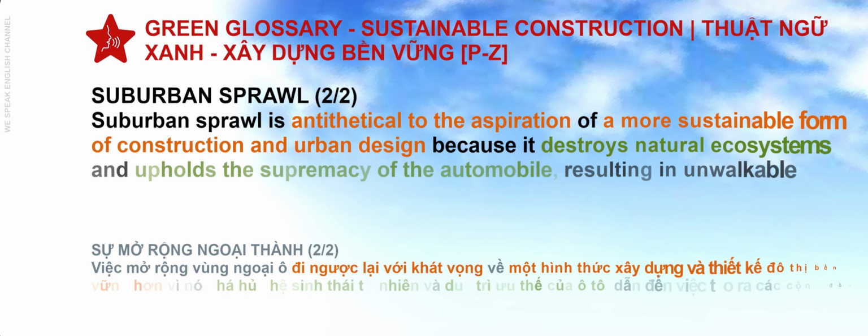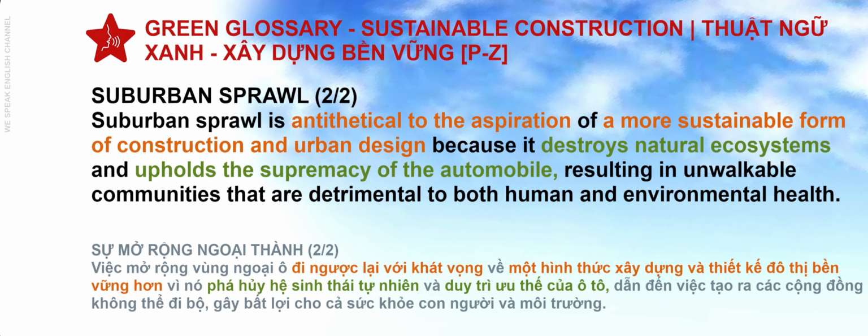Suburban sprawl is antithetical to the aspiration of a more sustainable form of construction and urban design because it destroys natural ecosystems and upholds the supremacy of the automobile, resulting in unwalkable communities that are detrimental to both human and environmental health.